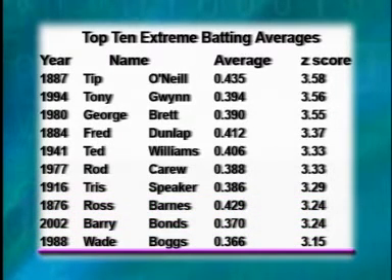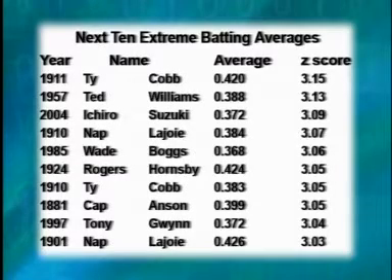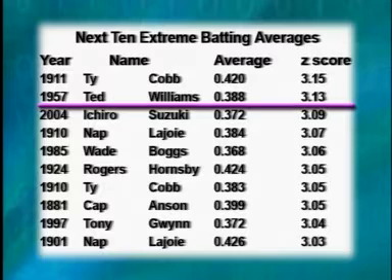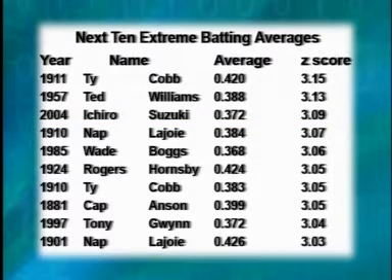In this evaluation, we get a different list of people from the people we got just looking at their high batting averages. And here are the next 10, which include familiar names: Ty Cobb, Ted Williams again. We have a very modern player, Ichiro Suzuki, 2004, at a very high number of standard deviations above the mean.